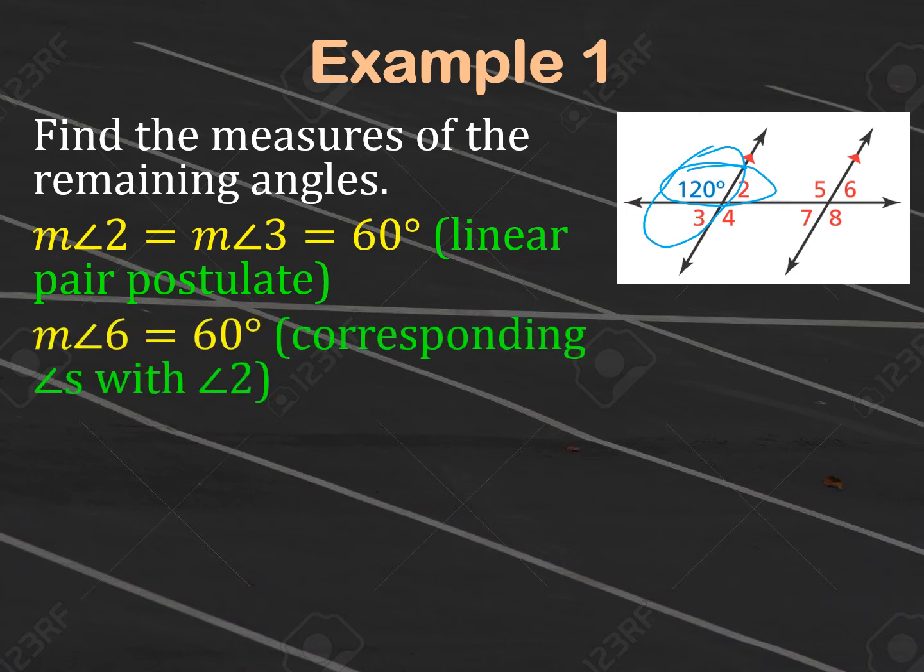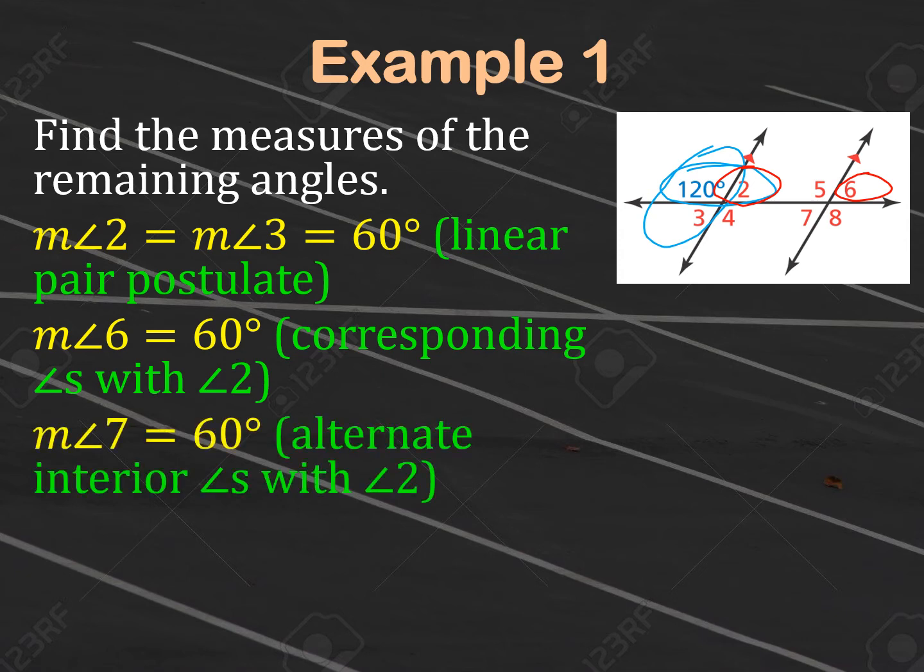Also, angle 6 is also 60 degrees because angles 2 and 6 are corresponding angles. They're both top right angles, so they're congruent based on the corresponding angles theorem. Angle 7 is also 60 degrees because you know angle 2 is 60 degrees. Angles 2 and 7 are alternate interior angles, so they're also congruent. Notice both of those angles are acute as well.